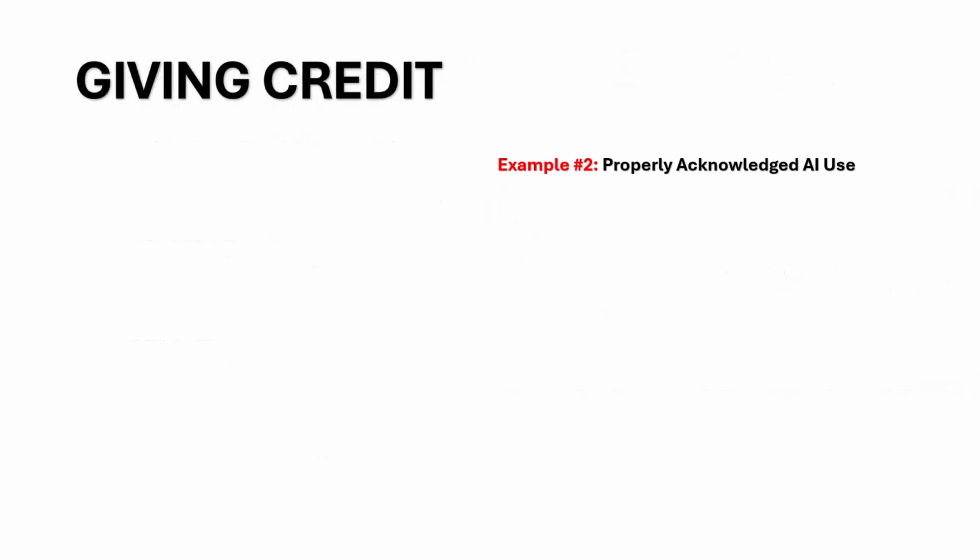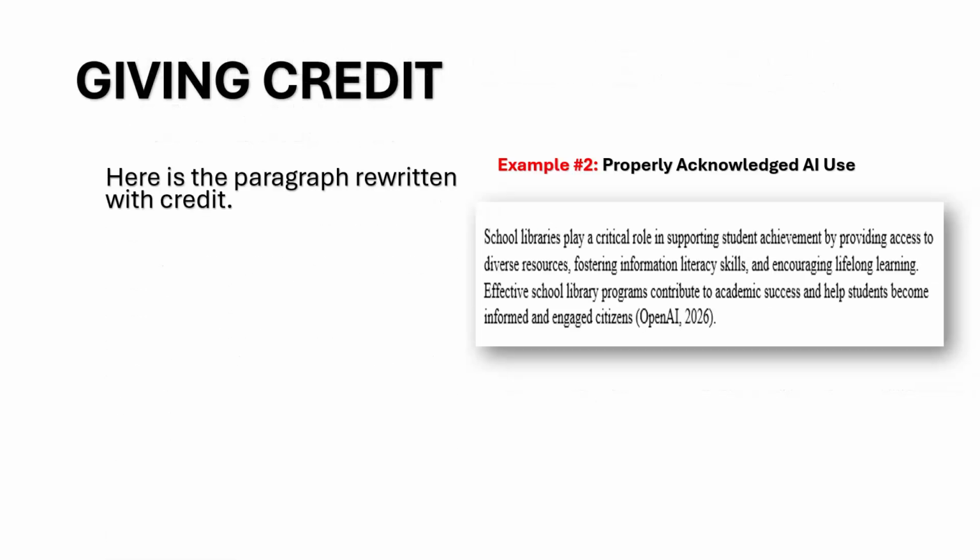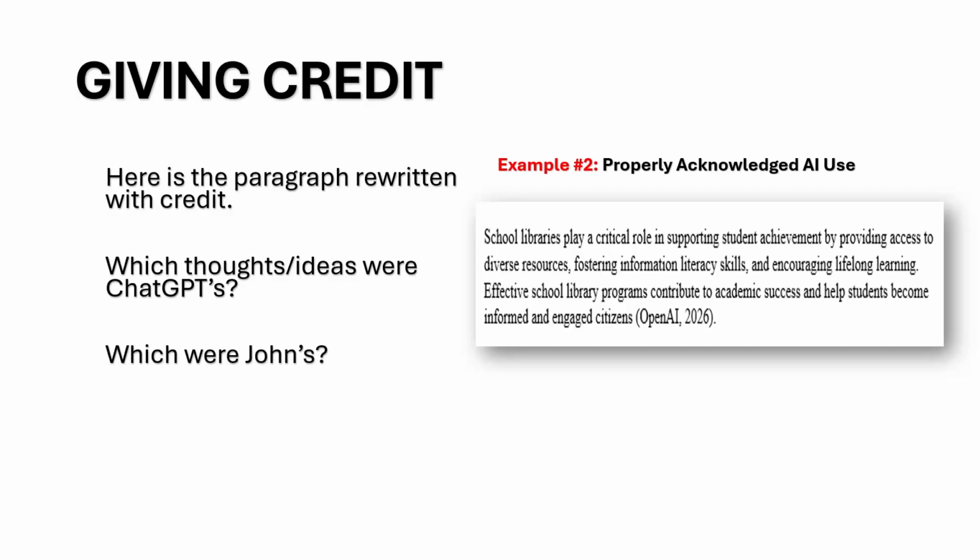Now, let's look at John's paragraph rewritten with credit. Now that we have gone over why it's important to give credit to outside sources, looking at this paragraph, which thoughts or ideas were ChatGPT's? As you can see, the last sentence of the paragraph was generated with the assistance of ChatGPT. Which were John's? From close examination, we can see that the first sentence are the thoughts or ideas of John. Again, we use in-text citations to prevent plagiarism.